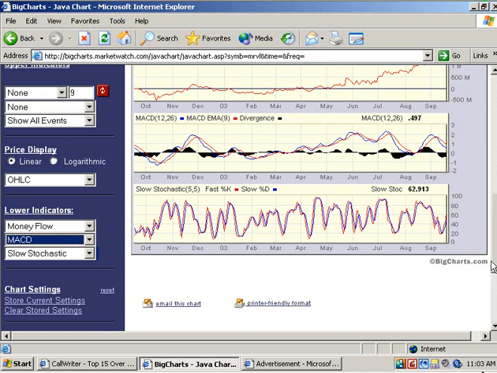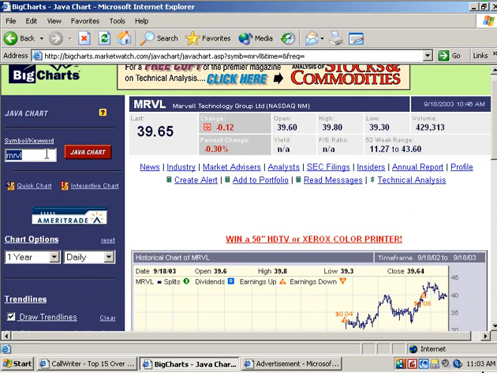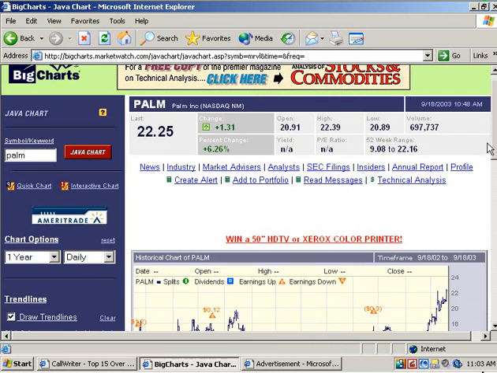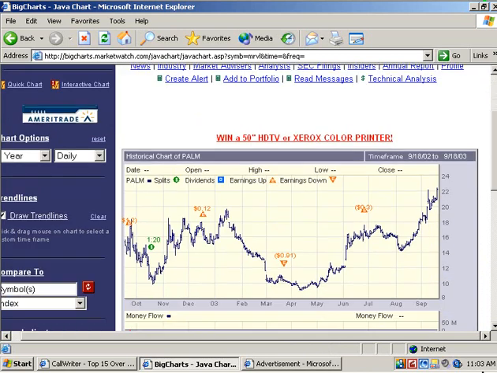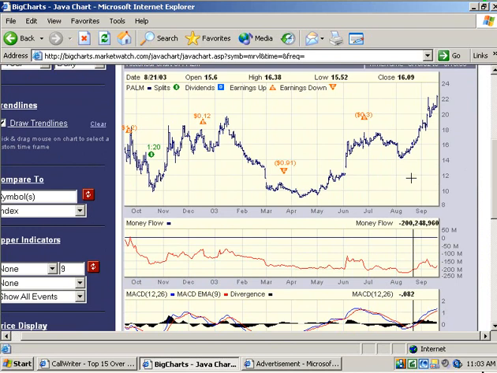Okay, after you do this, we're ready to put in a symbol and read the chart. Okay, so we did write down the symbol, PALM. Let's put it in here, PALM, and we're gonna click on the Java chart. And basically, this is what we're looking at here. First thing we want to do is draw our trend line. And we got two different trend lines. We're going to have a support line that's on the bottom, and we're going to have a resistance line that's on the top. And on the support line, we want to cover all the dips.